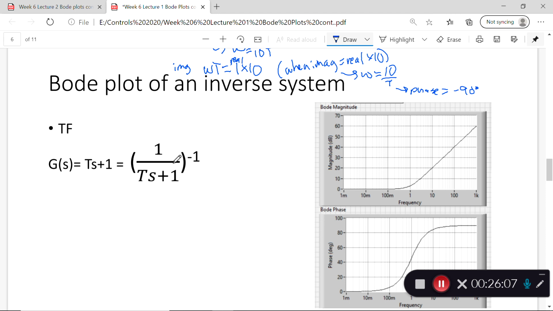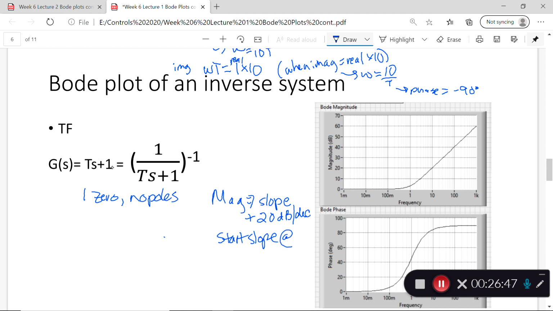If I had the inverse of this first order system, so instead of 1 over ts plus 1, which we just graphed, if I have just ts plus 1, this now has 1 zero, right? No poles. For my Bode magnitude graph, I expect it to have a slope of now, instead of negative 20 decibels per decade, positive 20 decibels per decade, and it needs to start that slope at the magnitude of, in this case, my zero instead of my pole. So I start my slope at, when is my zero?